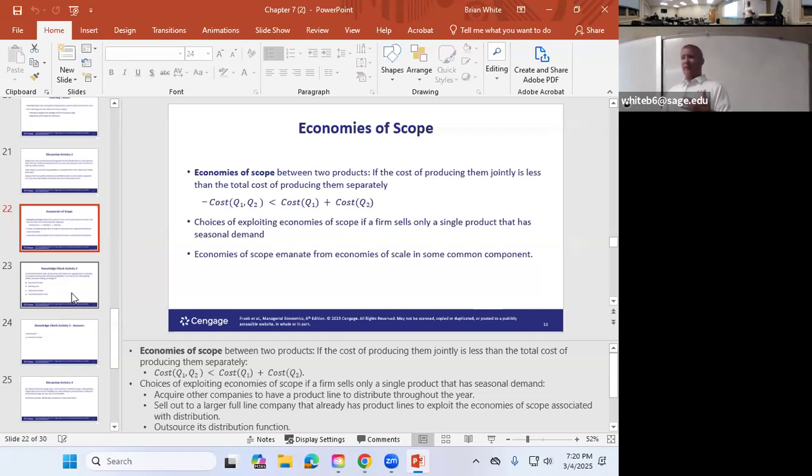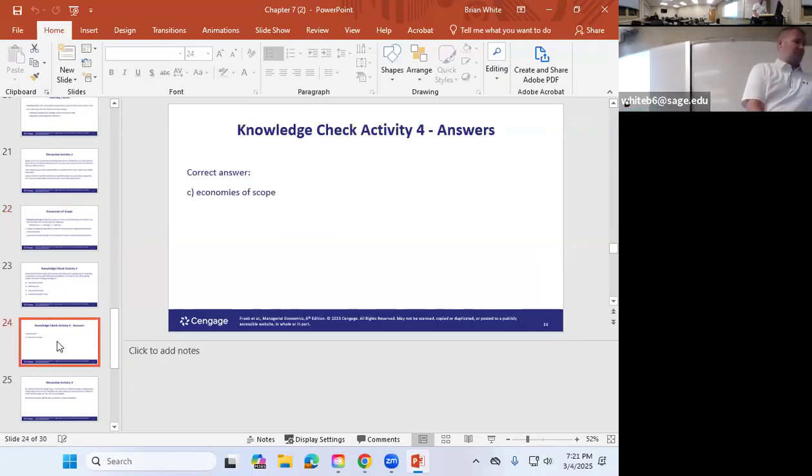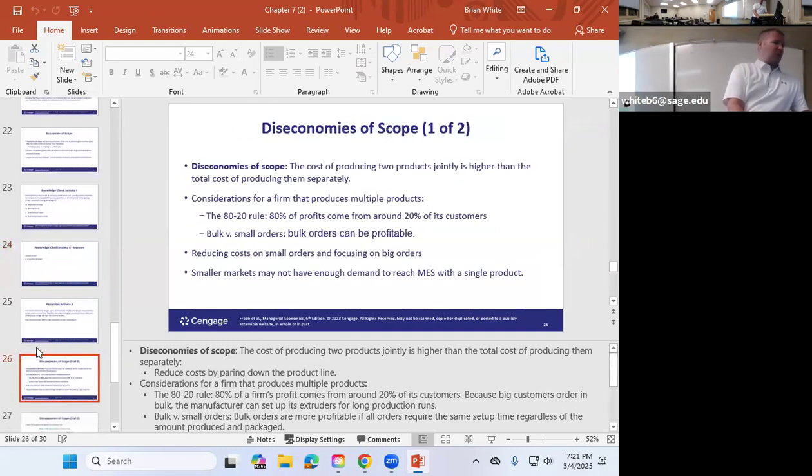I still believe also if you're really good at something and it's making you money, just stay doing it. Sometimes you get in over your head. We've all been in over our heads with different things in life, and it usually ends up badly. So just because you can do it doesn't mean you should. Economies of scope emanate from economies of scale in some common component, but the scope is a bigger picture than one item by itself. Questions? Pretty simple concepts, I think, overall.